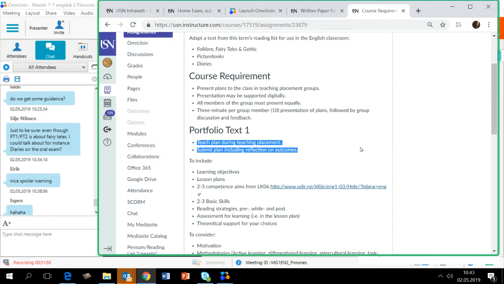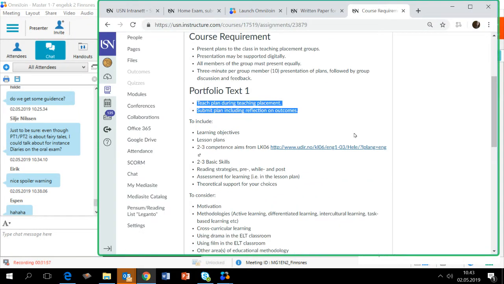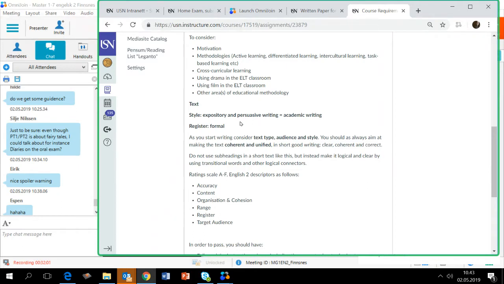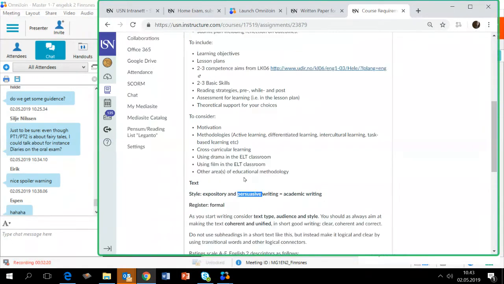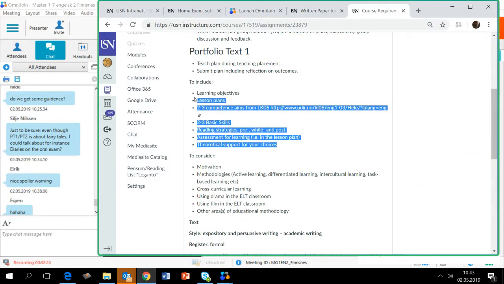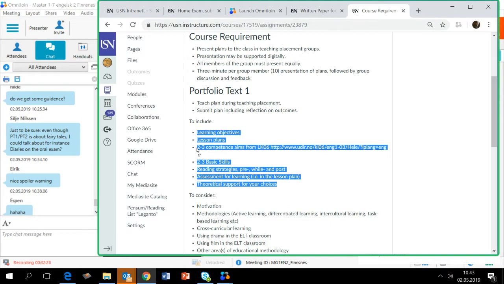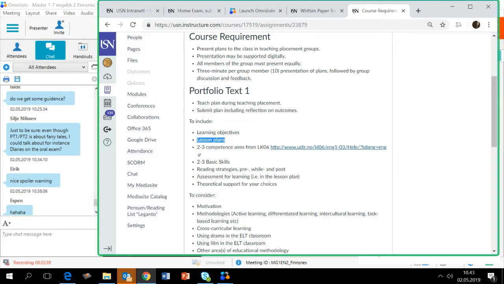During teaching placement, submit plan and reflection on outcomes, and turn that into a formal expository persuasive writing text, exactly the kind of text we did last term, where we either explained something or we argued for a position, that a specific book, the last picture book, for example, was useful in the classroom. And then I included things that you can obviously discuss: you can think about, in reflection of how it went, whether your learning objectives would be changed or shifted, whether your lesson plans, whether you would change or do something different with that.